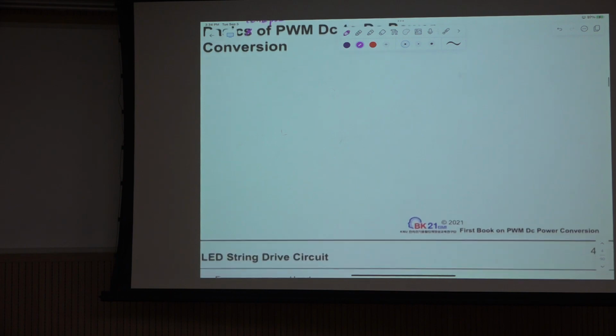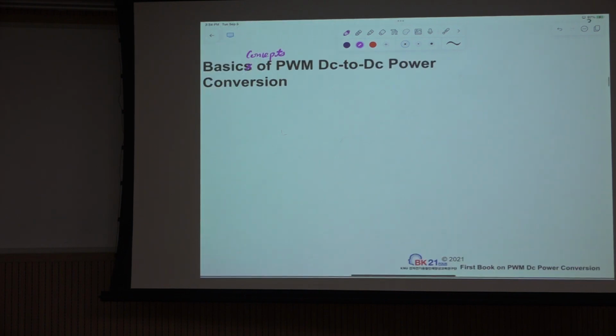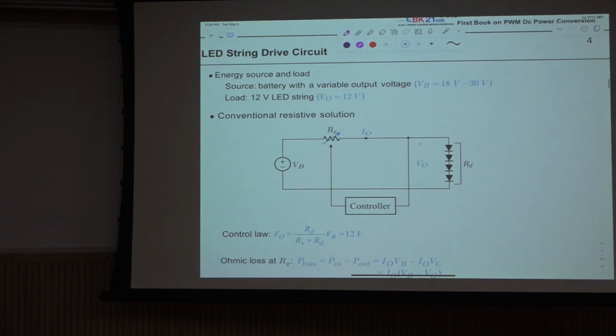So we discuss the basic concepts of this power conversion. Let me take one example. This is the example I always use when I introduce the techniques of PWM power conversion. I used this for undergraduate courses, graduate courses, and for industry people. Okay, so let's assume this.